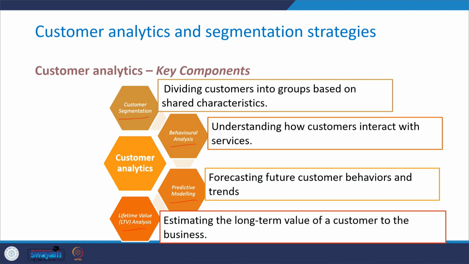Let's understand with an example. Let's say customer segmentation: Amazon. Amazon uses customer segmentation to categorize users based on their purchase history, browsing behavior, and preferences. This segmentation allows Amazon to target different customer groups with personalized recommendations and marketing messages.